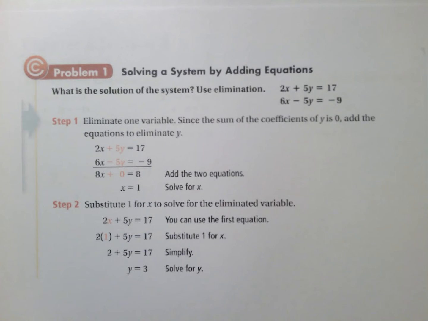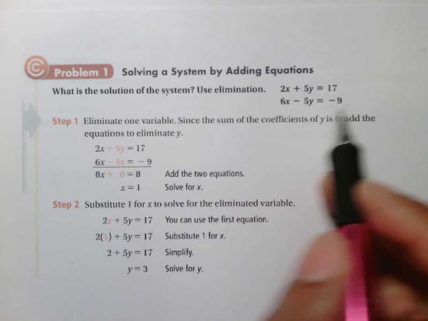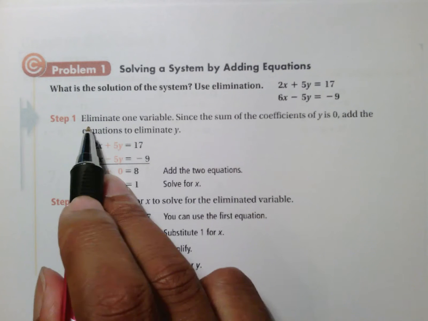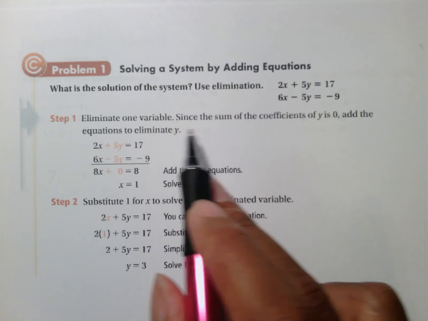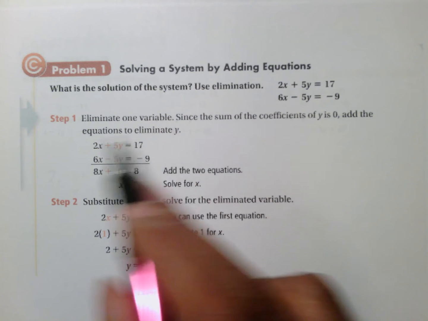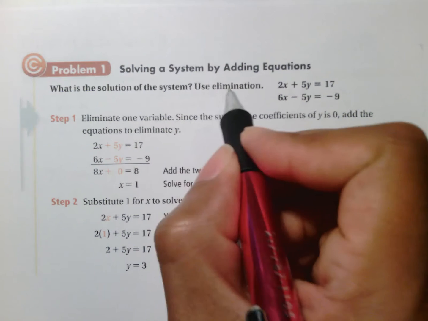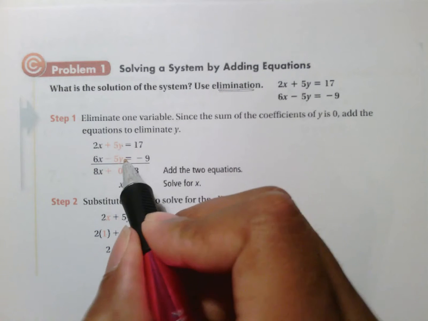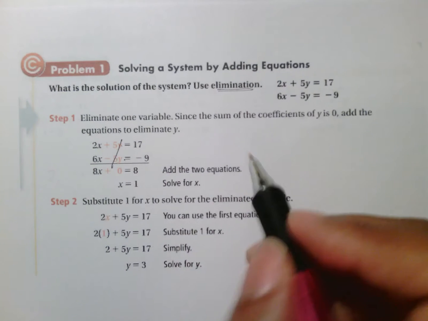solving a system by adding equations. They give us this system of equations here, and they want us to solve it. It says step 1, eliminate one variable. Since the sum of coefficients of y is 0, add the equations to eliminate y. Remember, it's called elimination, which means we want to make one of the variables go away. Positive 5y, negative 5y cancel out to be 0.